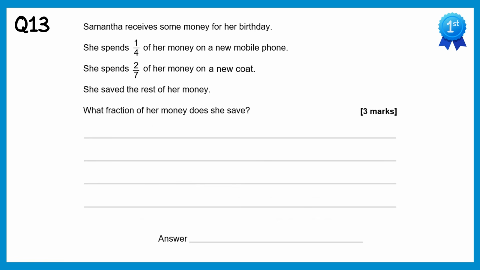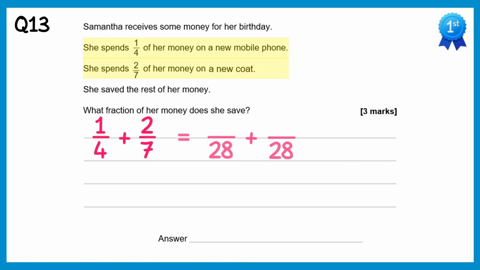In this question, we have Samantha who has some money for her birthday, and she spends a quarter of it on a mobile phone and 2/7 on a coat. So if we add these two fractions together, we'll find the fraction of the money that she spends, so 1/4 plus 2/7. To add fractions, you need a common denominator. In this case, 28 is probably the best choice.